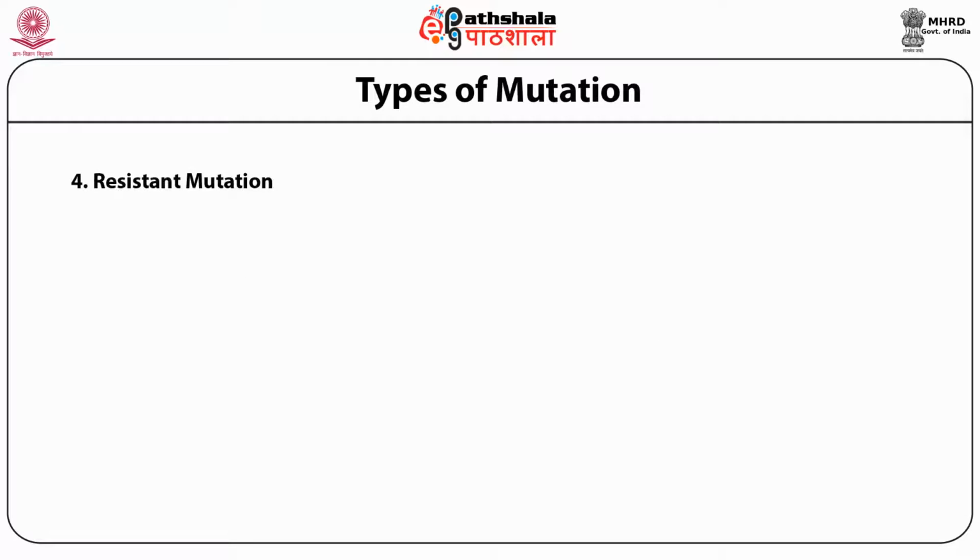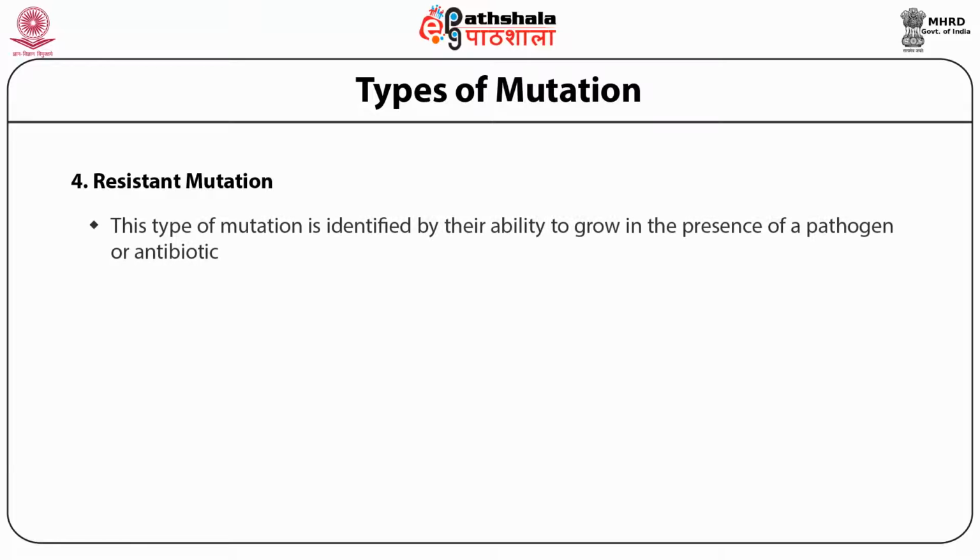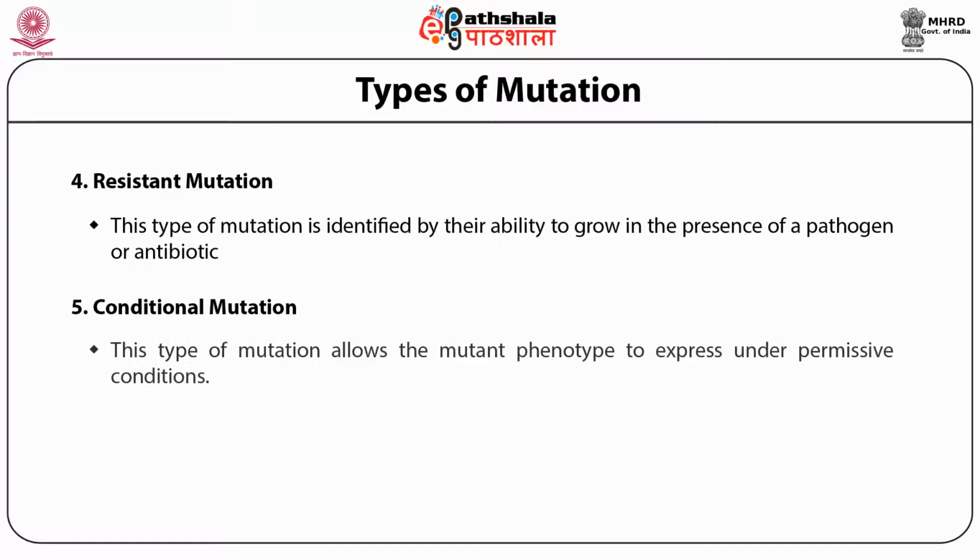Next is a resistant mutation. This type of mutation is identified by their ability to grow in the presence of a pathogen or antibiotic. As you all know, resistance to a particular drug is an example of this type of mutation. Next is a conditional mutation. Conditional mutation is a type of mutation which allows the mutant phenotype to express under permissive conditions.